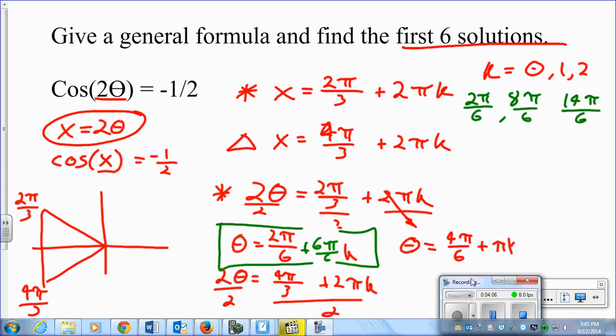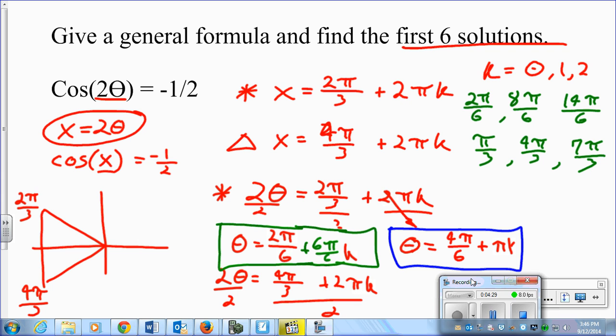I need to reduce these, so I get pi over 3, and I get 4 pi over 3, and I get 7 pi over 3. So those are 3 of my solutions from this angle. Now I'm going to find 3 solutions for this angle.